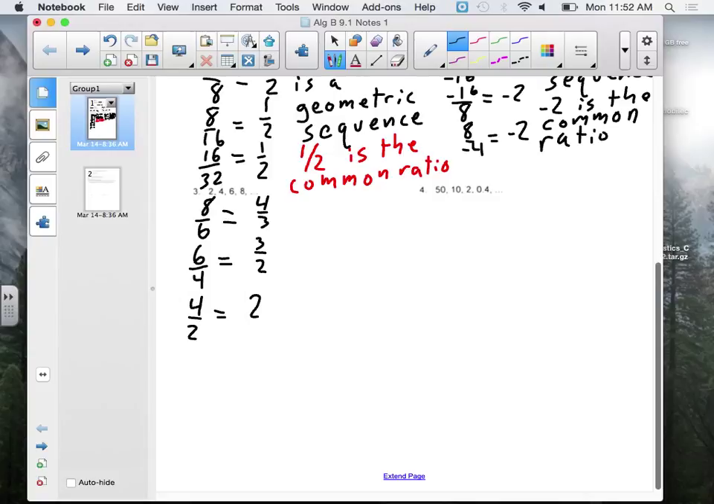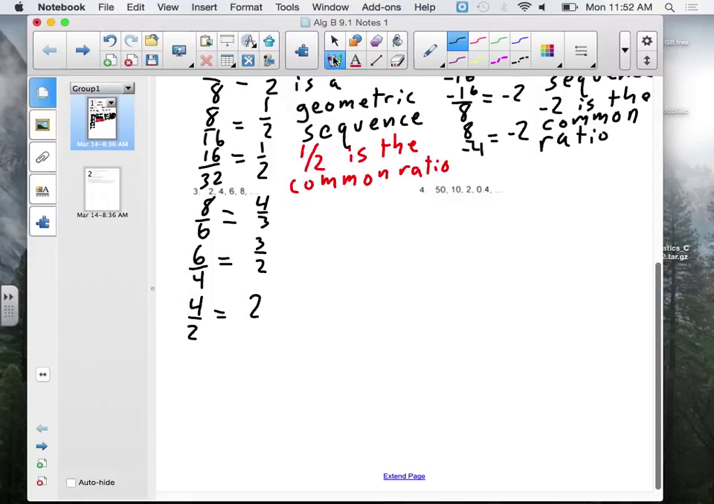All right. So, to find if something is a geometric sequence, we try to find the common ratio, so we take one term and divide by the previous term. So 8 divided by 6 is 4/3. Then the next one, 6 divided by 4, that's 3/2. And then the last one, 4 divided by 2 is 2.